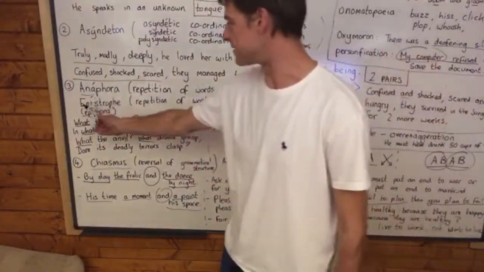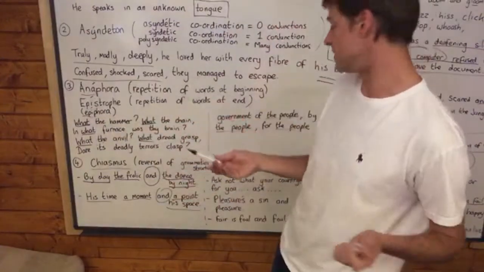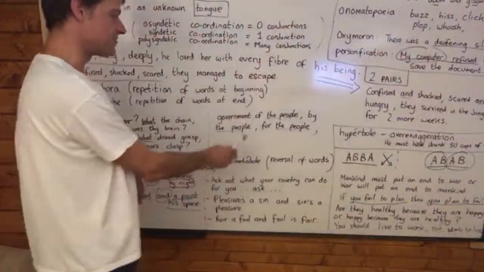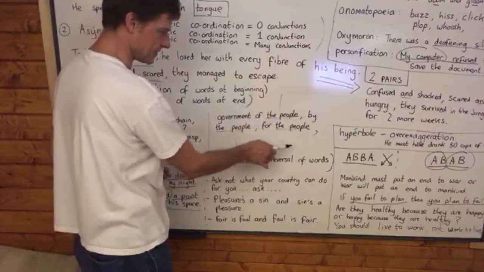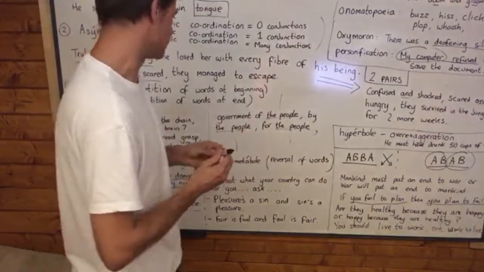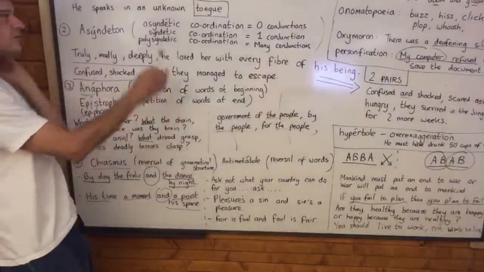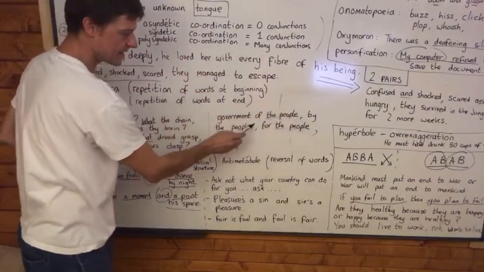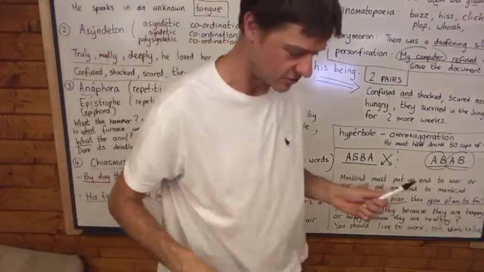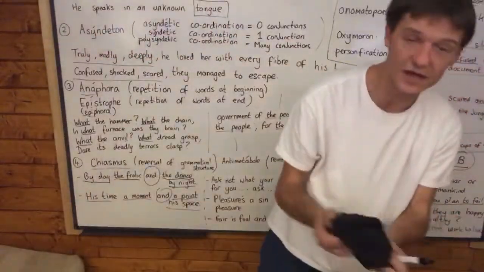And then we also had epistrophe or epiphora, which means repetition of elements at the end. "Government of the people, for the people, by the people." That's repetition of end elements. And it's also asyndetic coordination, because we don't have any "and" between the prepositional phrases, which is precisely why we need commas.